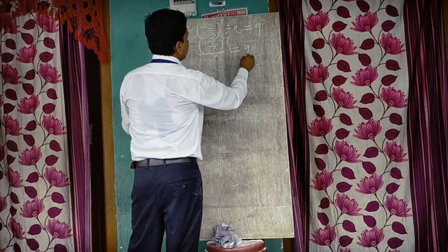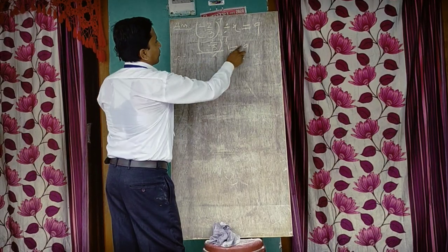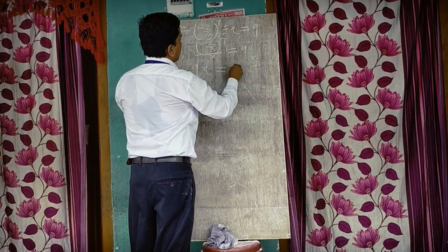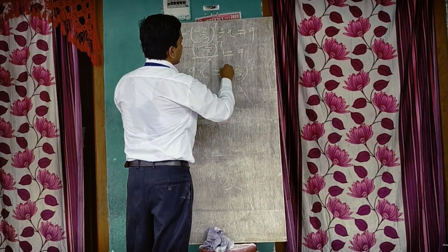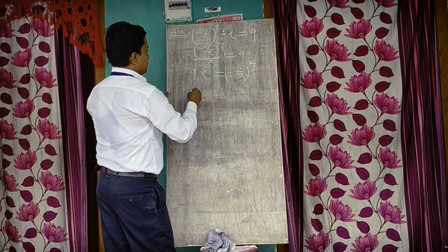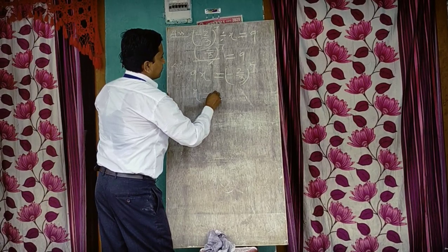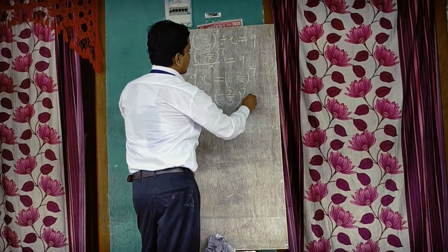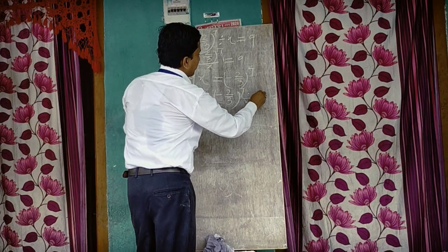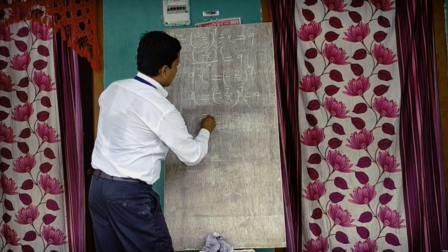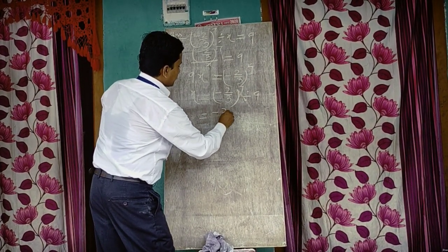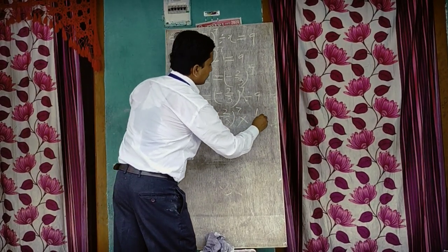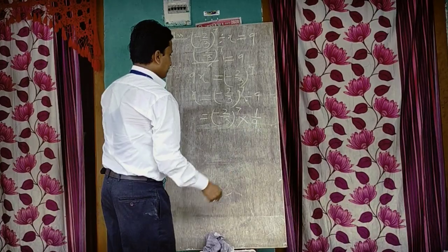Now, cross multiplication. 9x equal to (-2/3)^7. So, x equal to (-2/3)^7 divided by 9, equal to (-2/3)^7 into 1 by 9.